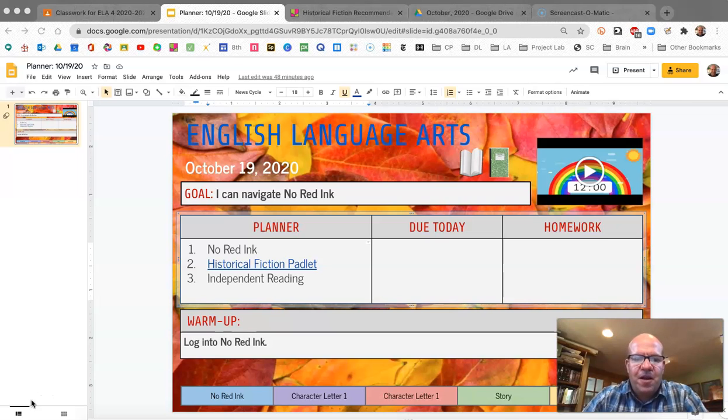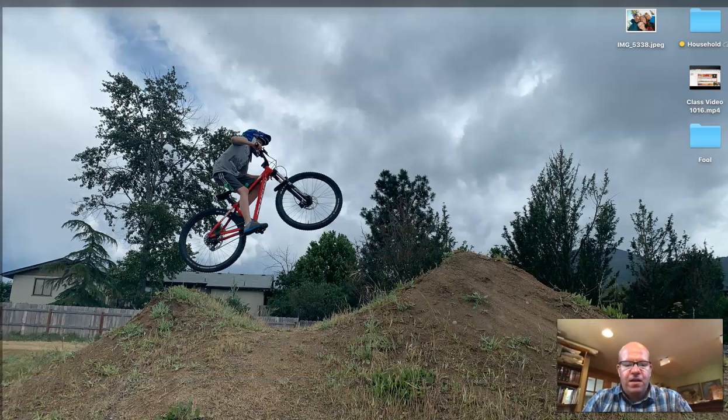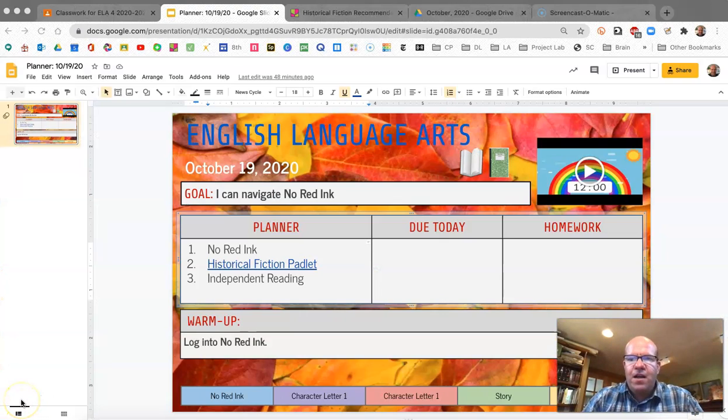So looking at our planner page, our goal for today is to be able to navigate in NoRedInk, and we're going to focus there. So to get to NoRedInk, you can go to noredink.com. It could be that you have a bookmark set up for NoRedInk, but let's start at noredink.com and then we'll look at where to go from there.